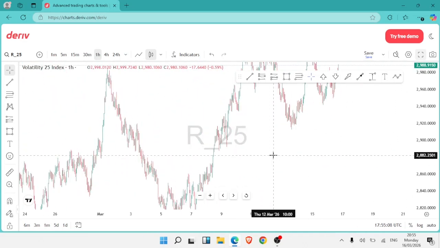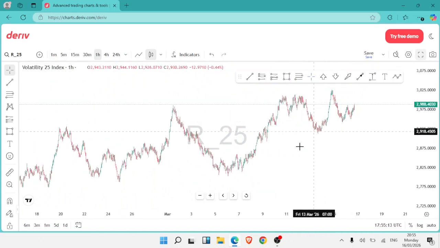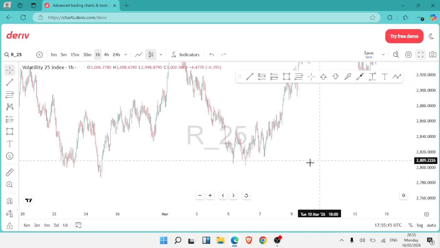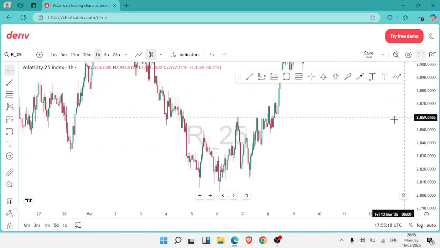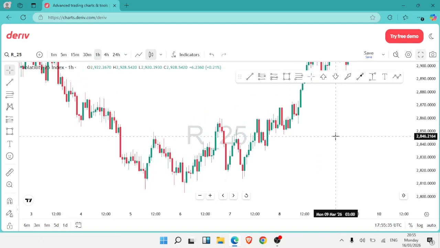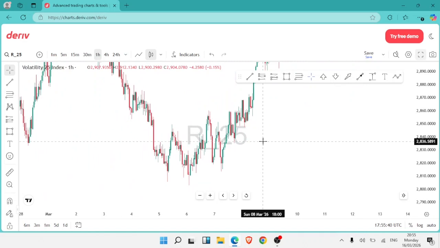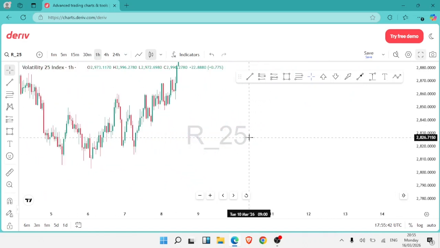Now, this is a Volatility 25 Index 1 hour time frame recent price action review, and I'm going to use this price action to teach you a very simple approach to catching reversals in the forex markets, whether you're trading currency pairs, gold or metals or crypto, or synthetic indices. So this is going to be a very simple approach, step by step.